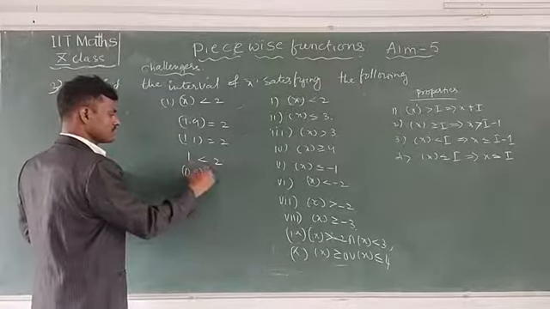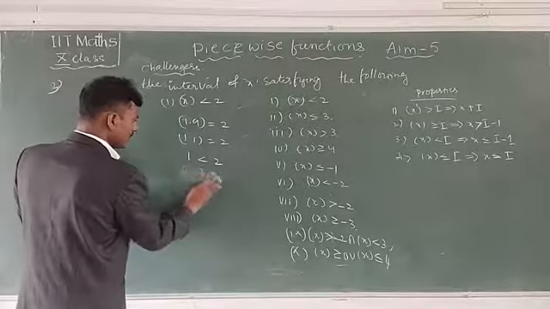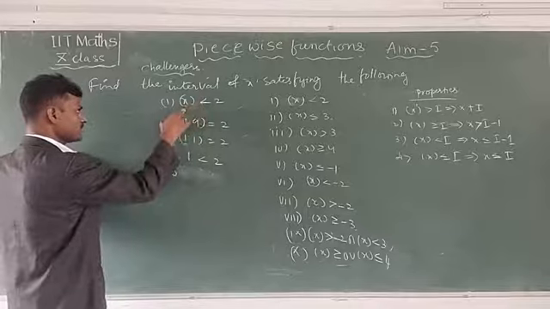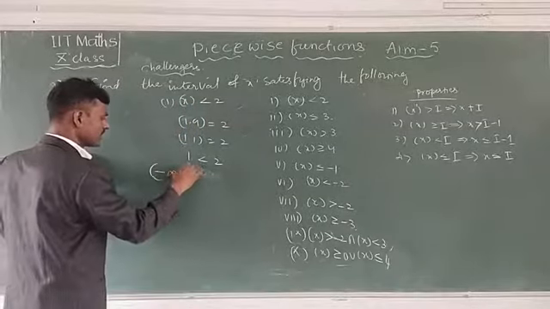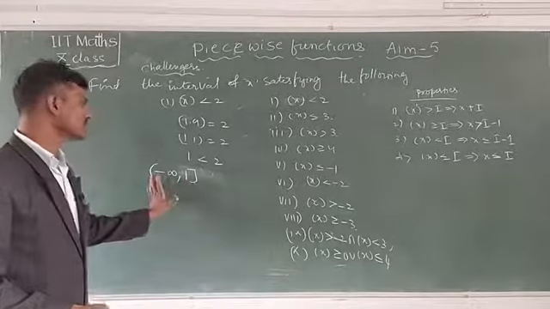0.9 also gives 1. That means you can take 1 or less than 1. Less than 1 means up to minus infinity, including 1 also. That's why minus infinity to 1. Is this correct or not?